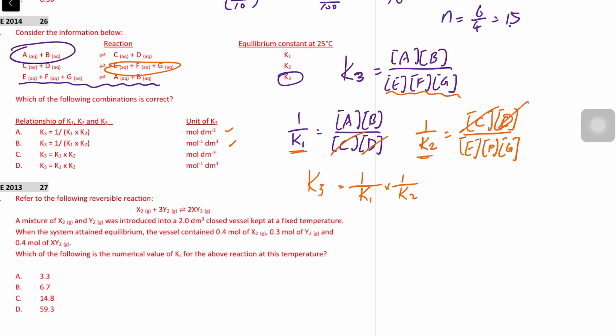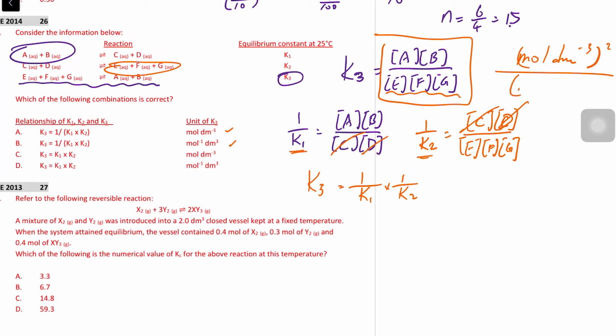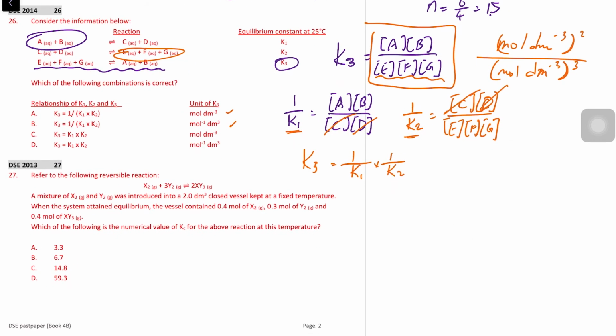And this is either A or B, right? Okay, so next one is what is the unit. So for K3, the denominator is mole per dm cube all square, but the numerator is power 3. So the final unit should be mole to the power minus 1 and dm to the power 3. So the answer is B. Looks good.